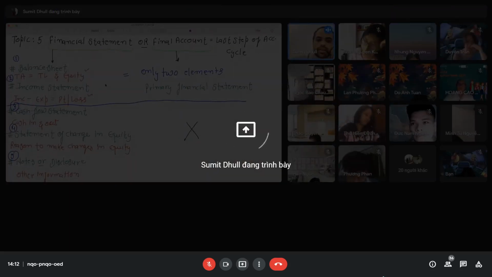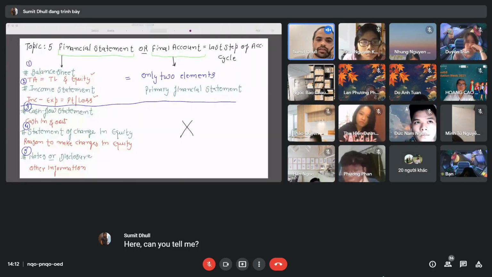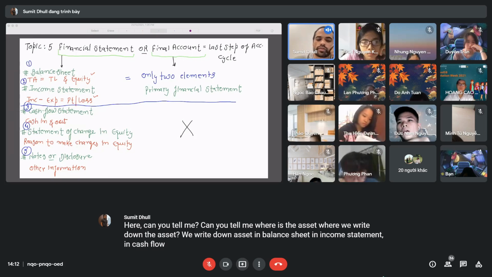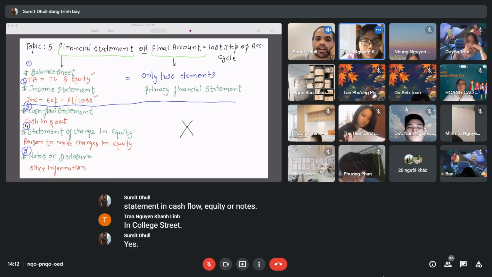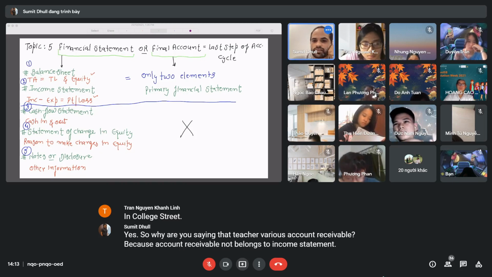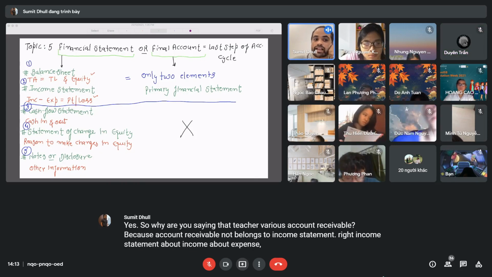Here, can you tell me where is the asset? Where we write down the asset? We write down asset in balance sheet, in income statement, in cash flow, equity, or notes. In balance sheet. Yes. So why are you saying that, teacher? Where is account receivable? Because account receivable not belongs to income statement, right? Income statement about income, about expense. Balance sheet is about asset, and account receivable is your asset.